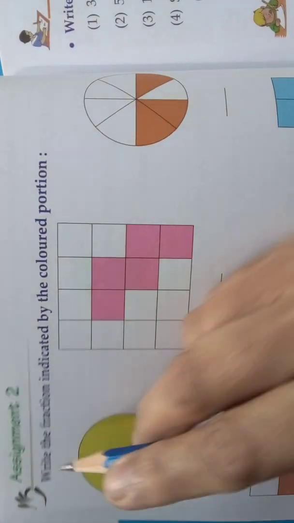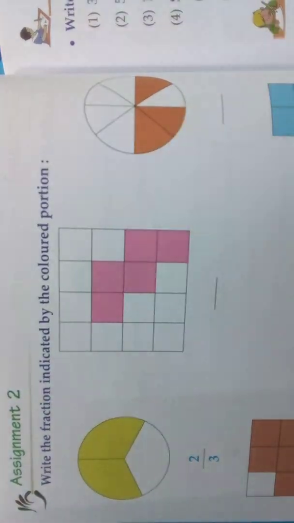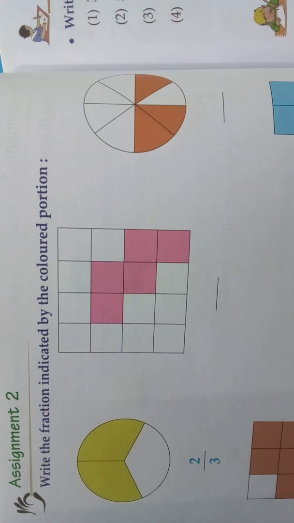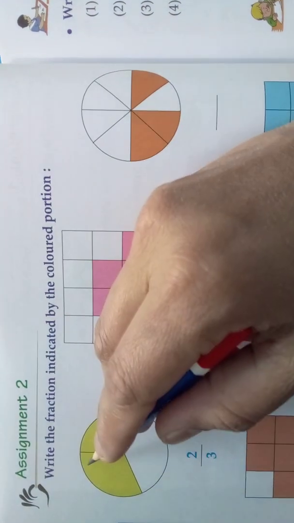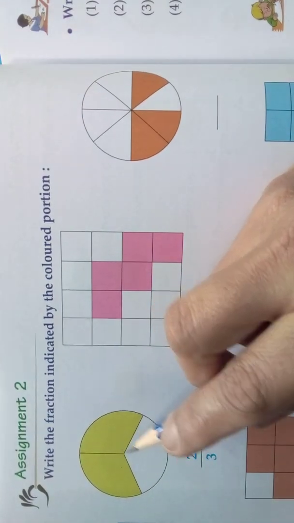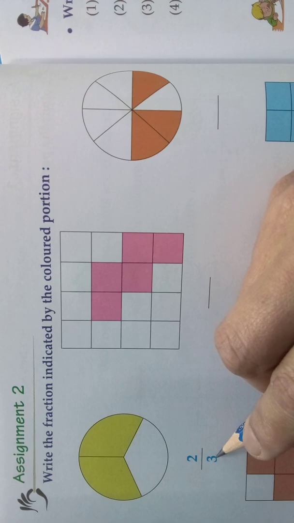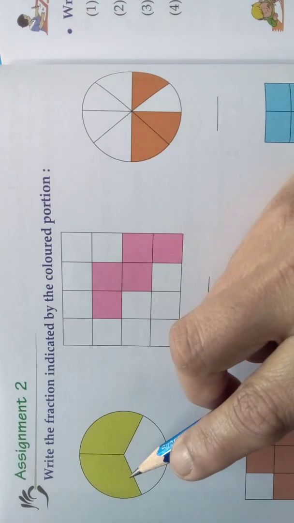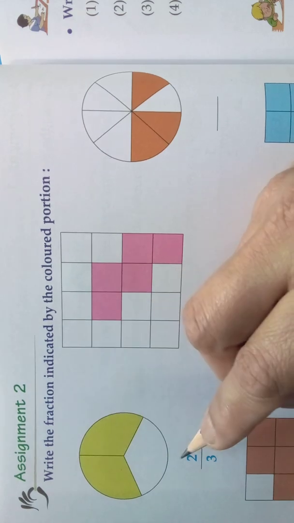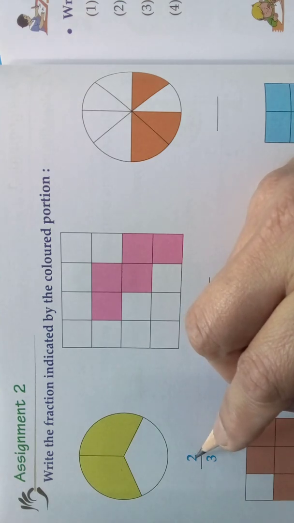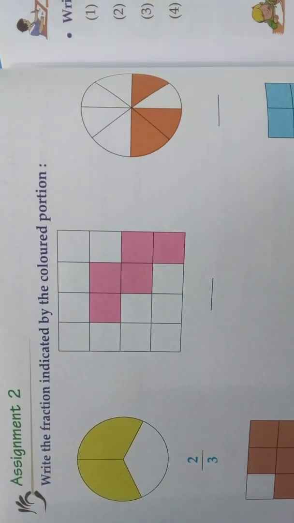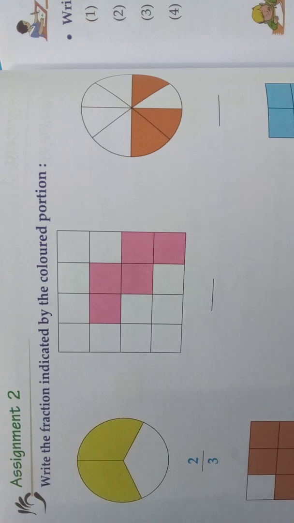Assignment 2. Write the fraction indicated by the colored portion. We should write the fraction indicated by the colored portion. See here, this is the figure. See, how many equal parts does it have? 1, 2, 3. So 3 you write as the denominator. And how many colored parts are there? 1, 2. 2 equal parts are colored. Out of 3 equal parts, 2 equal parts are colored. So 2 by 3, 2 upon 3, is the fraction. Understood children? In this way we should write the fraction for the figures.